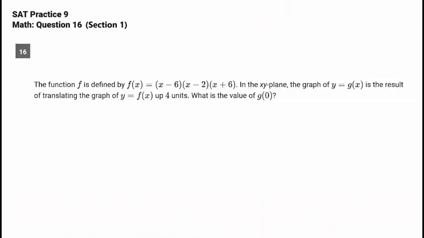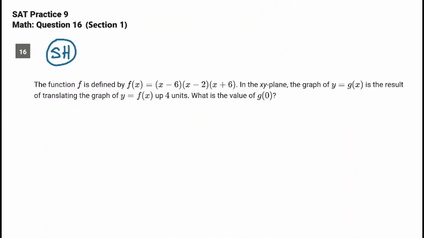We're on SAT Practice Test 9, Math Section 1, Question 16. What's the level of difficulty here? It's definitely hard. A lot of people are going to look at this crazy looking function and think it's stupid hard. That's fine. It's totally gettable.